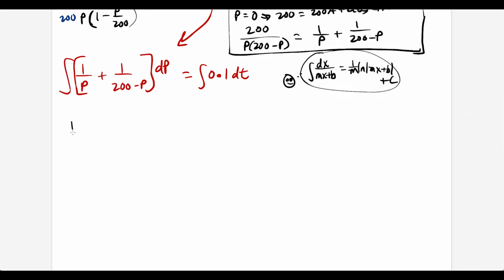So this is going to work out to natural log absolute value p, and then I'm going to leave a space. We have natural log absolute value 200 minus p. However, we have to be mindful here, the derivative of 200 minus p is negative 1.